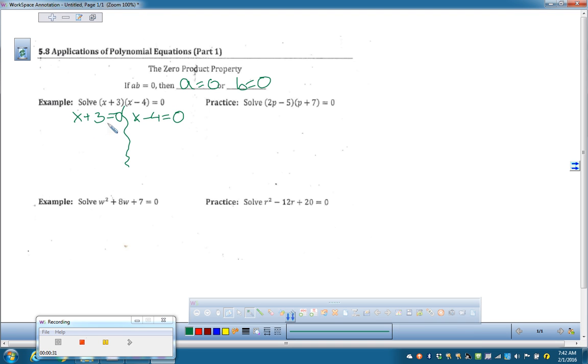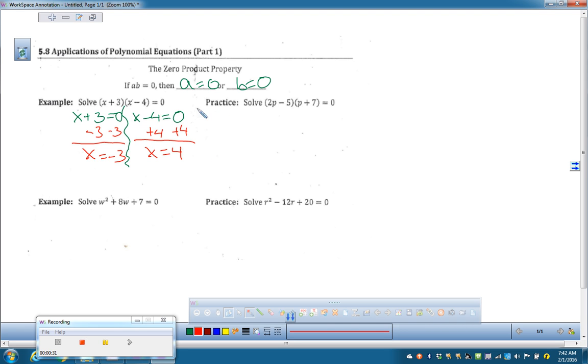What would make this equal to 0? What would make x plus 3 equal 0? Negative 3. Okay? So if you want, you could do the algebra. You could subtract 3 from both sides, or you could just look at it and say, well, the only thing that's going to make that 0 is x equals negative 3. What's going to make this one 0? 4, right? And so you can add 4 to both sides, if you will, and you get x equals 4. And that's how the zero product property works.